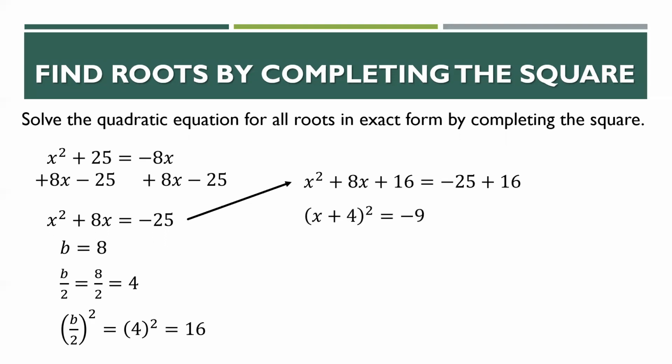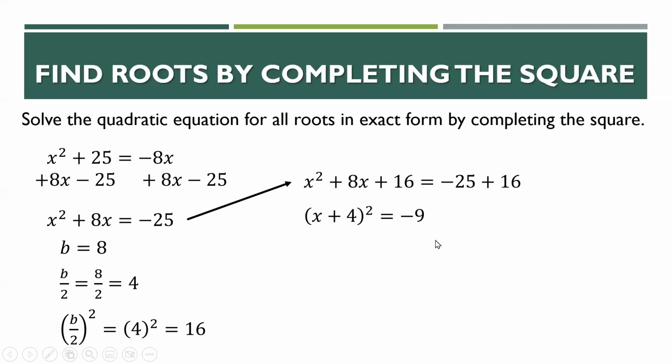Factoring the left side, here's the trick. We already found this value of 4 when we did half of our b value. When we did our 8 divided by 2, we got 4. So that left-hand side is going to factor into (x + 4) squared, because what it would end up being is an (x + 4) times another (x + 4). This is our shorthand way of writing it.